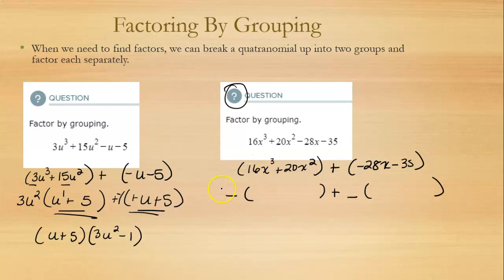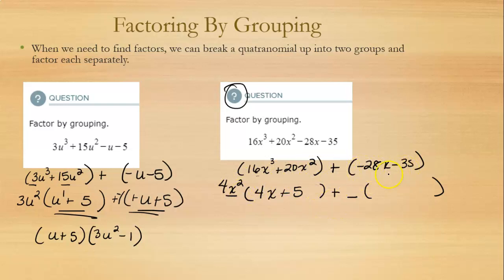All right, you should have seen that the GCF for this one is 4x squared. And the GCF for this one, excuse me, let's go ahead and divide. 16 divided by 4 is 4. X to the third divided by x squared is x. 20 divided by 4 is 5. And x squared divided by x squared cancels out.